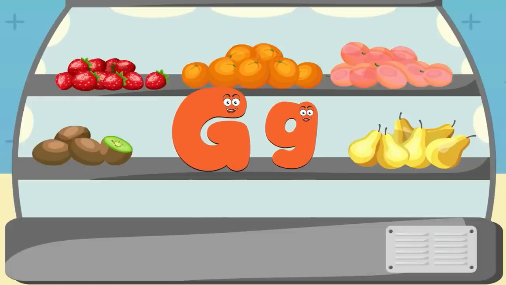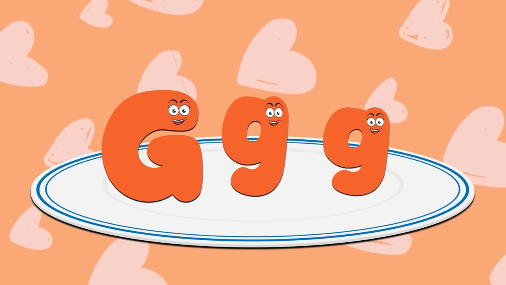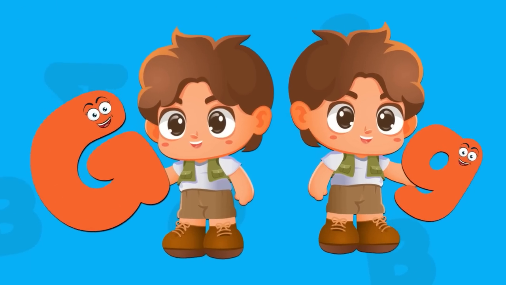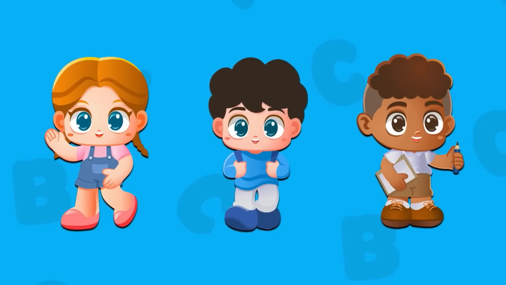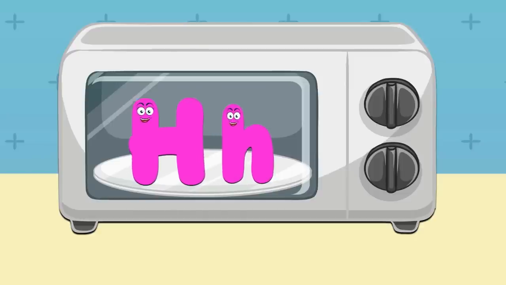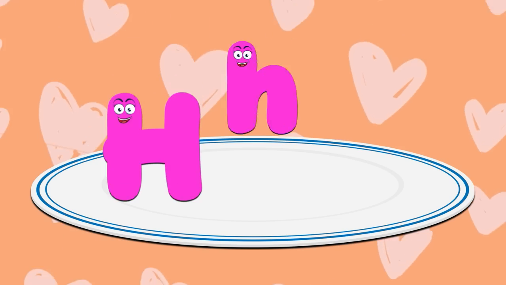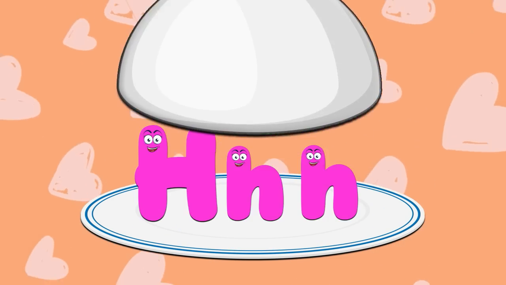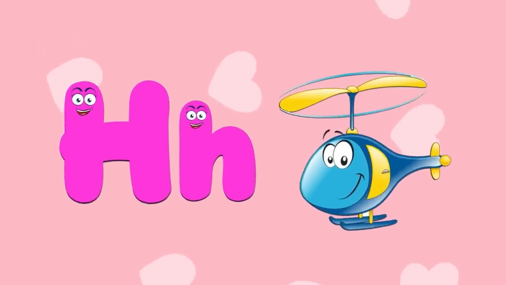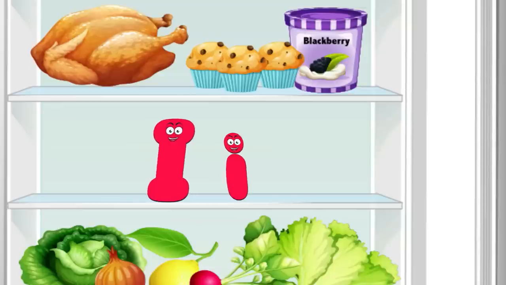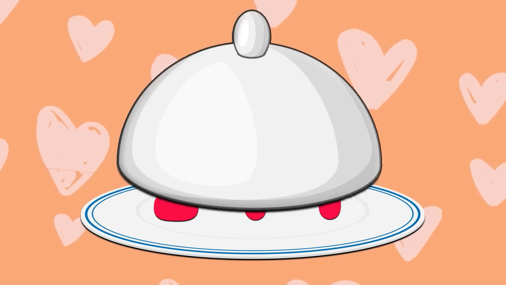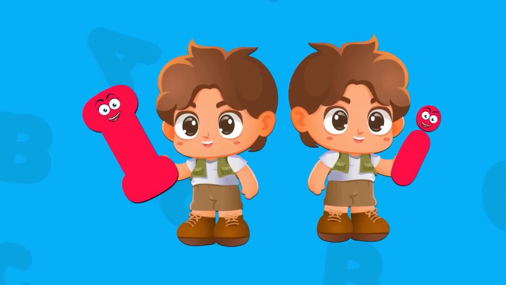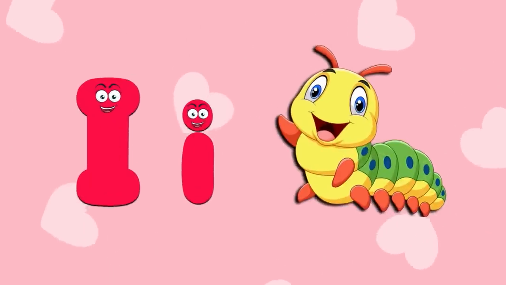It's G. G. The sound of G is G. G. Glasses. H. The sound of H is H. Helicopter. I. The sound of I is I. I. Insect.